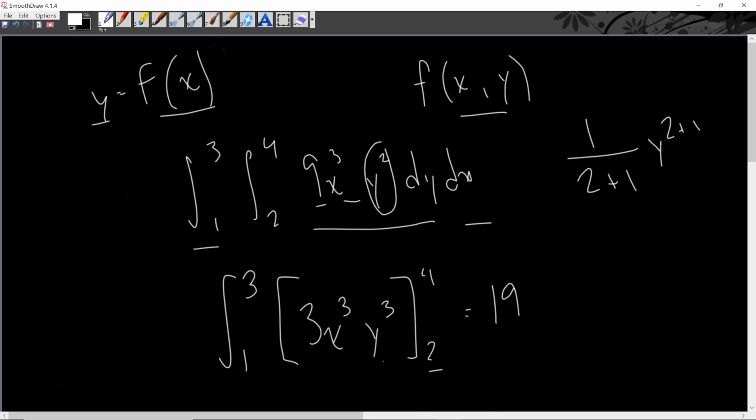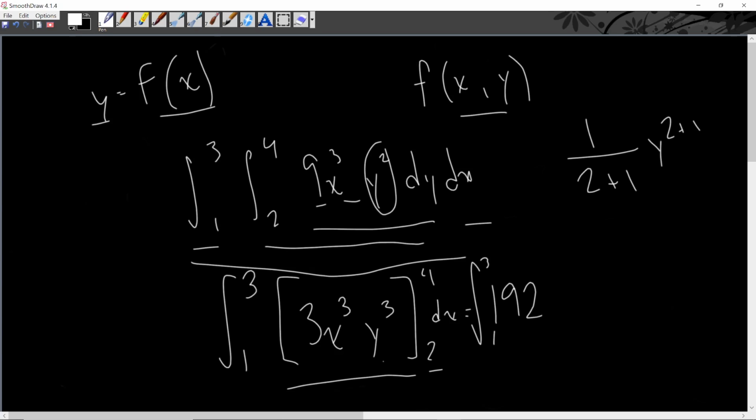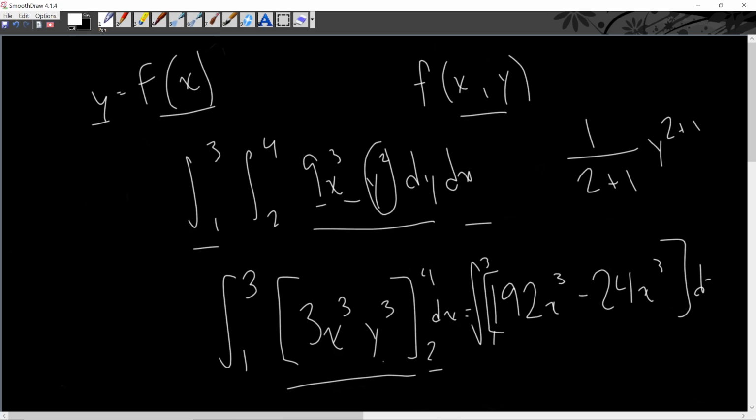So we have 192. I'll do the integral from 1 to 3, and this is going to be, again, with dx at the very end, because all of this operation, like this integral from 2 to 4 of 9x cubed y squared, is going to be done within this larger integral from 1 to 3 with respect to x. So that dx is going to be at the end as well. And then we have 192x cubed minus 24x cubed, which is just 168x cubed dx.